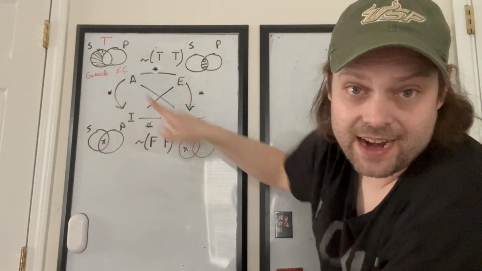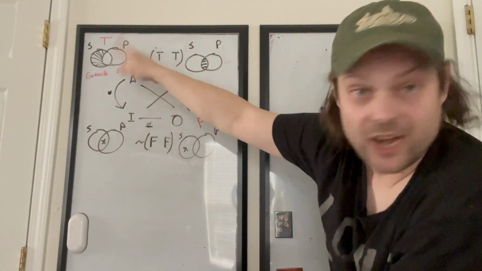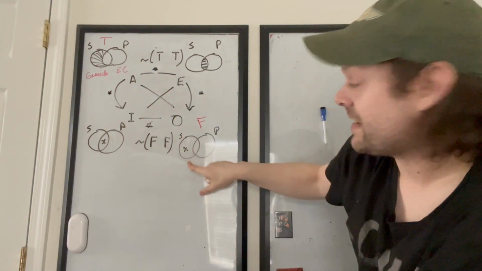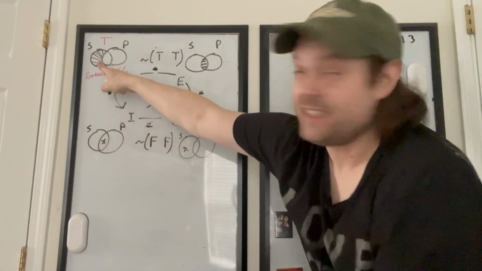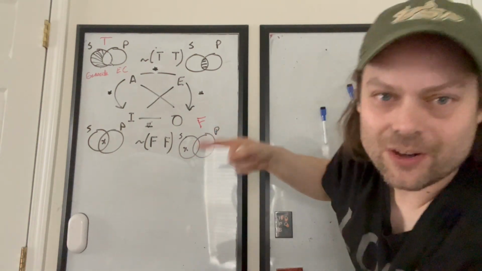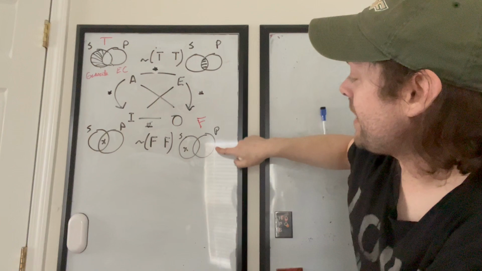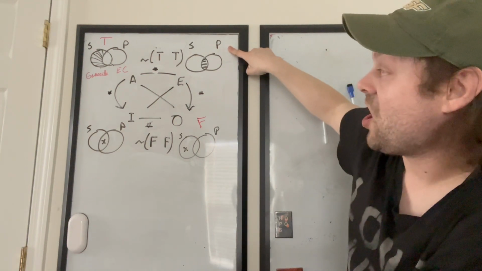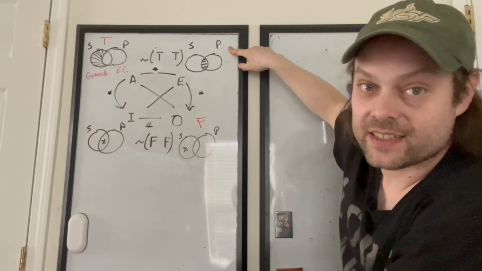And looking at the Venn diagrams too, right? The shading is empty space. The X says there's something there. If this is empty space, then there's nothing there. There can't be something there, right? So that makes sense. Okay, now what about our E statement?